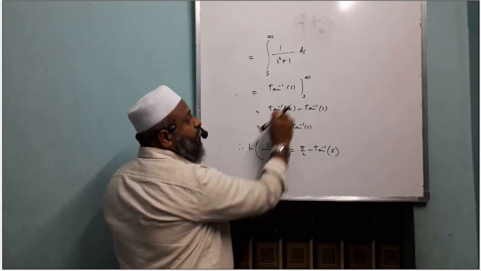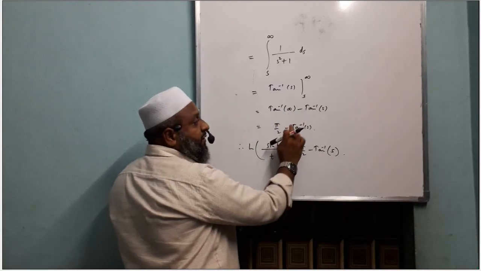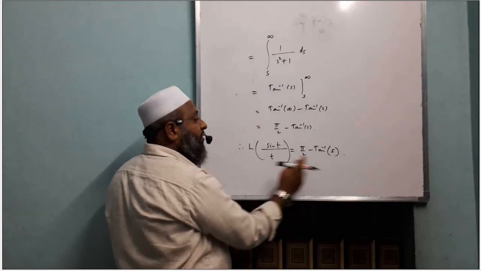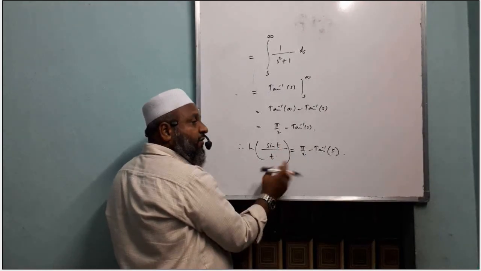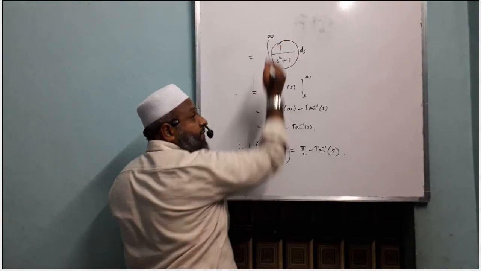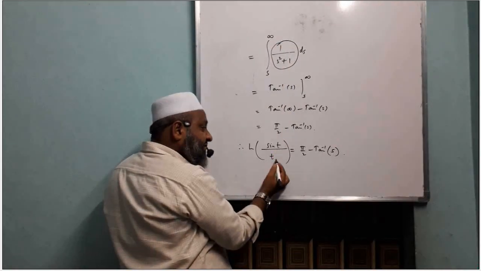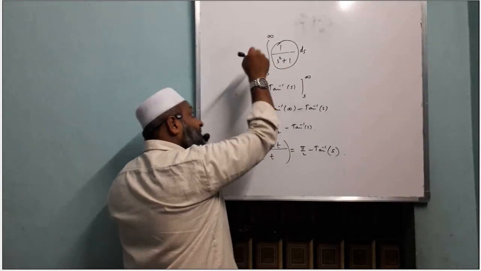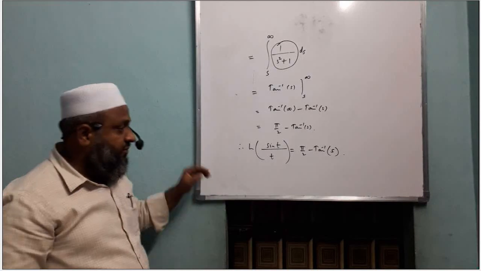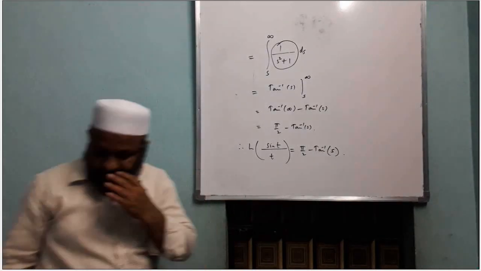Now coming to this point, tan inverse infinity is pi by 2 minus tan inverse of s. So this is the Laplace transform for sin t by t. Once again, sin t has this much of transform. When sin t is divided by t, that transform we will integrate from s to infinity with respect to s. Okay, so you can take the screenshot now.